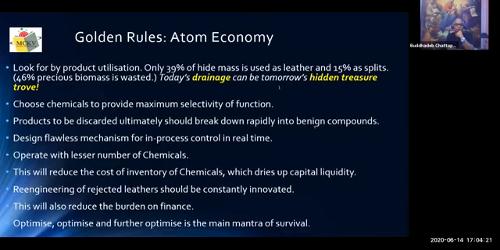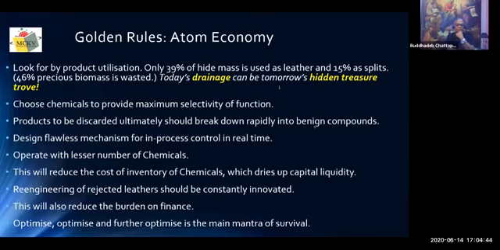Choose chemicals to provide maximum selectivity of function. Products that are discarded immediately in the process should break down rapidly into benign compounds. We should design a flawless mechanism for in-process control in real time.